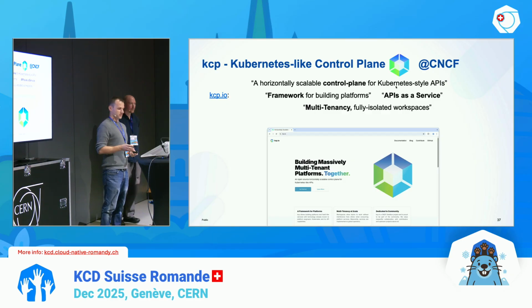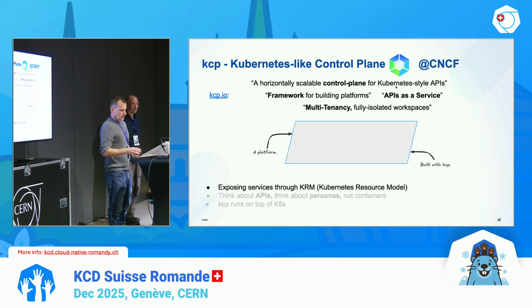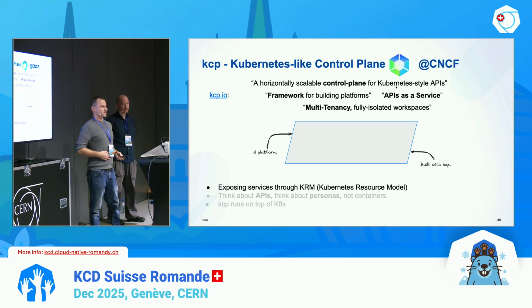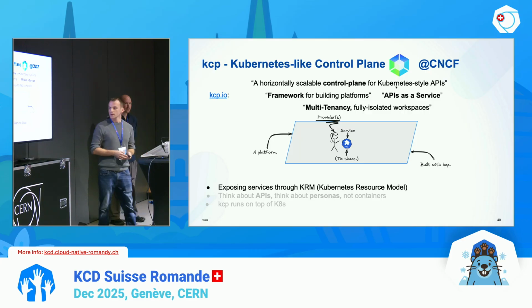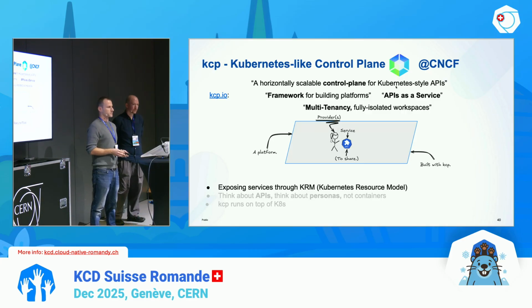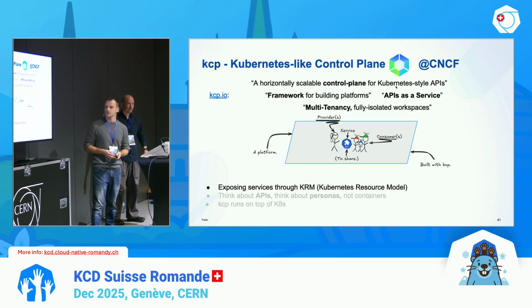And if we take one of the shorter ones, framework for building platforms, we can try to dissect it a bit and find out what it really is. So let's consider for a second that this rectangle represents a platform. And on a platform, we can share services between different users, between different teams. And when sharing a service, we usually do it at least between two parties. One that gives out the service, the provider, and the one that consumes it, the consumer.